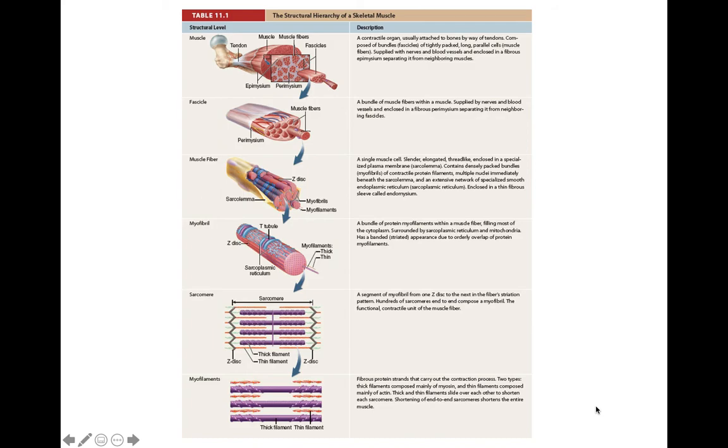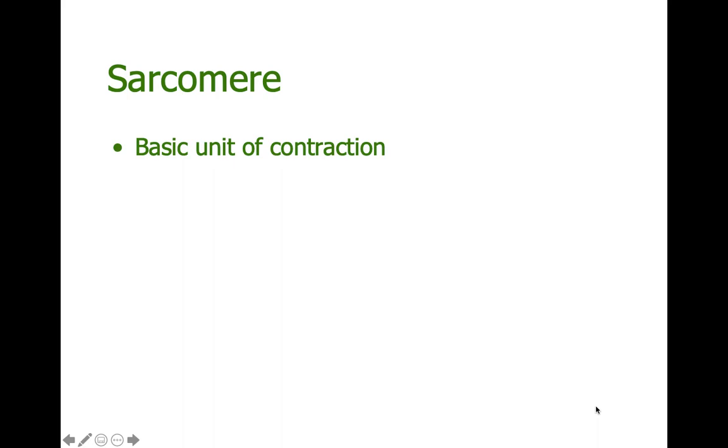And we see how our thick and thin myofilaments are arranged. And that's what we're going to talk about now, that arrangement, which we call a sarcomere. A sarcomere is a basic unit of contraction. This is where, getting down and dirty, the contraction is going to happen, right?